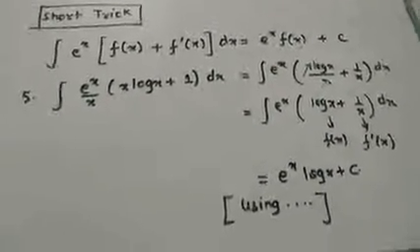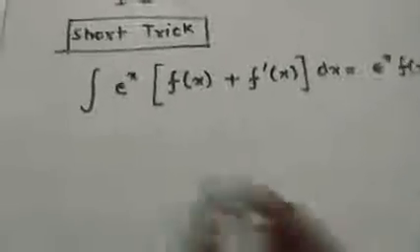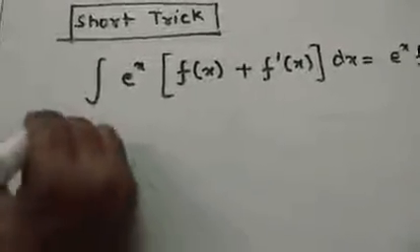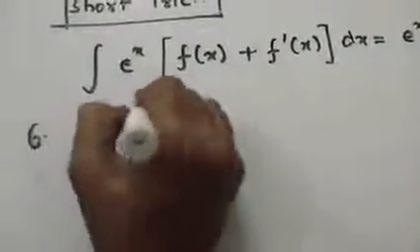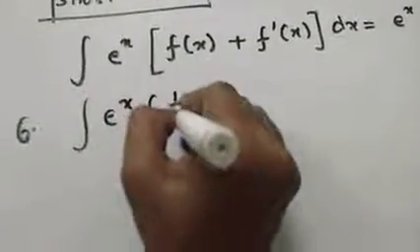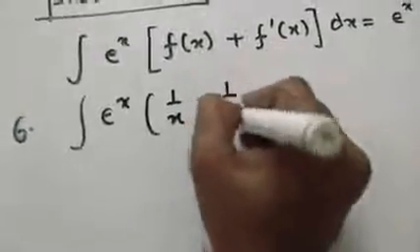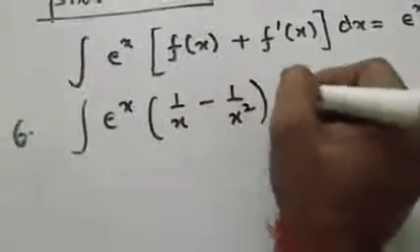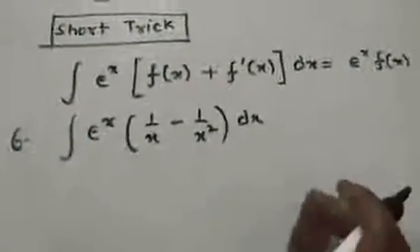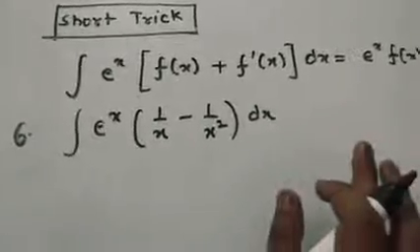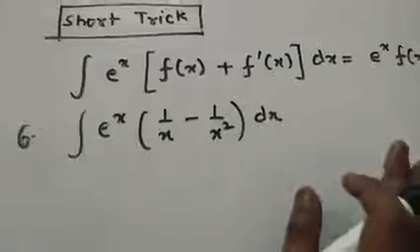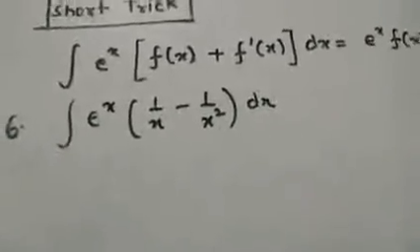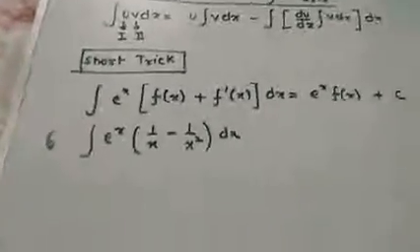Okay, now let's proceed to question number 6. Basically this short trick is only applicable for your MCQ parts, not for theoretical questions. If a question is for 6 marks and you use the short trick, then you will get only 3 or 4 marks. These short tricks are only for your MCQ part.